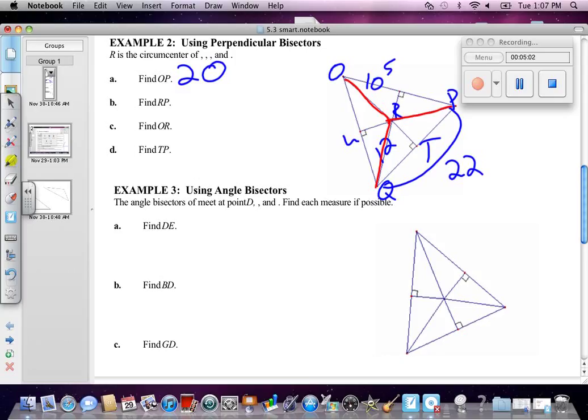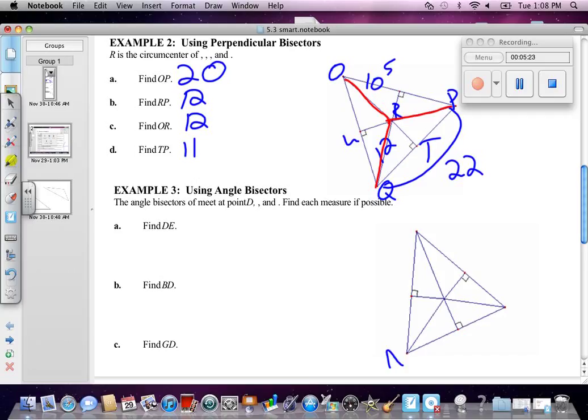R to P is 12. So that has to be the same. O to R, 12. Has to be the same. T to P, 11. So it has to be half of 22. Okay. All right, we ready to look at the next one?